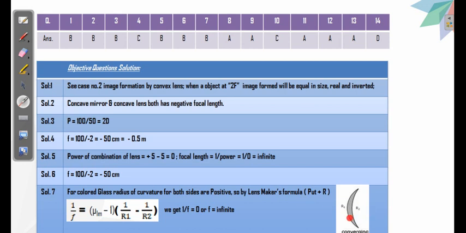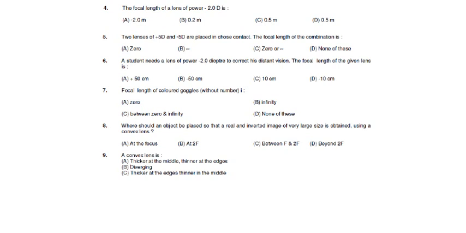Now both of these values are positive. So we put r1 is equal to plus r and r2 is equal to plus r. When you put these values, you will get 1 upon f is equal to 0. Now when 1 upon f is equal to 0, you will get f is equal to infinity. So the answer of question number 7 is infinity, B. How we take the sign of the radius of curvature we will discuss at the end of this lecture. Now let's move to the next question.